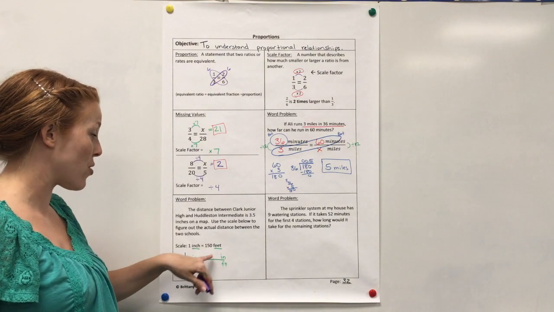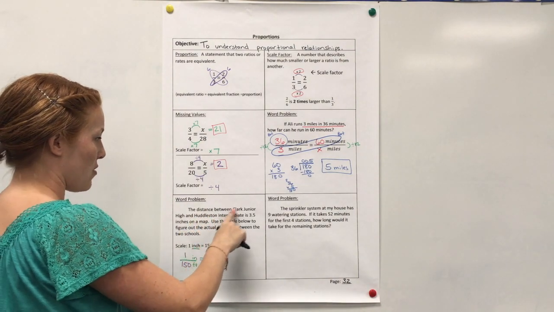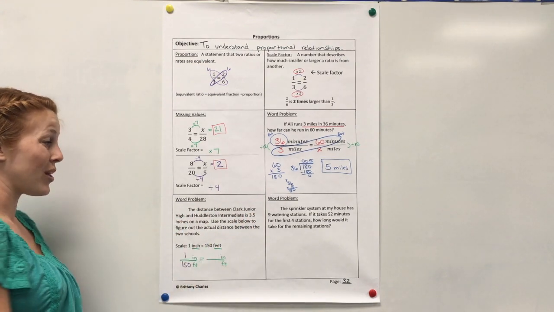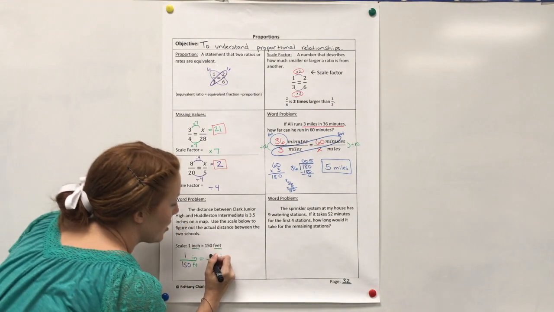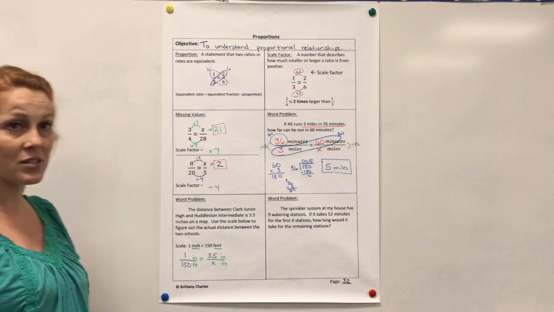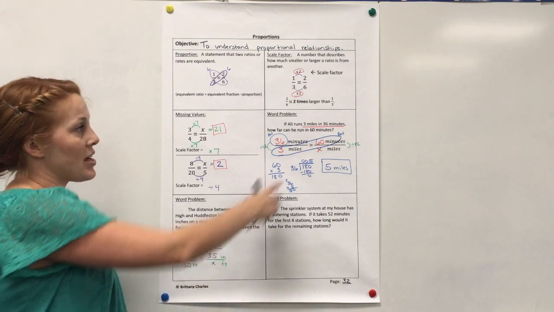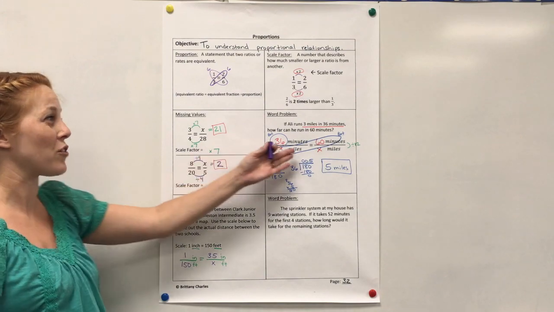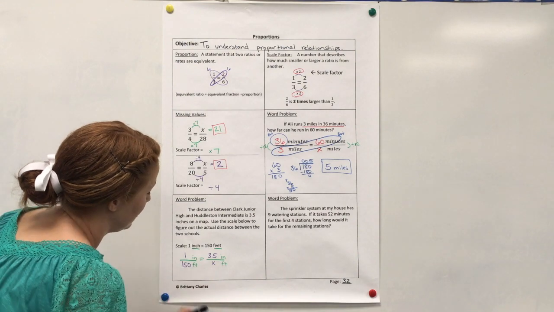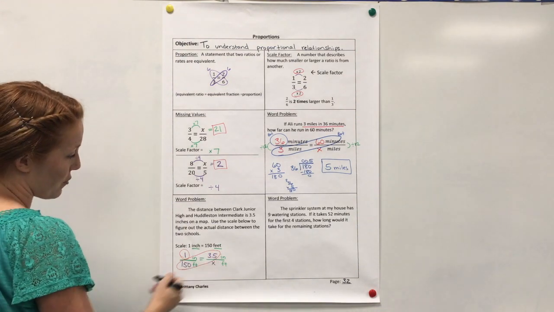Now, what else do I know? I know I have to at least know one other number and then be missing something. So the other thing it told me is that from Clark to Huddleston is 3.5 inches on a map. Well, where am I going to put the 3.5? Well, I have to put it on top because it says inches. 3.5, which means this is my x. Now, how can I solve this? Well, I can look for a relationship side to side. I could look for one top to bottom, or I can use bat and ball. And since this works for everything, I'm going to go ahead and do that just for practice. So, bat and ball, 150 times 3.5.